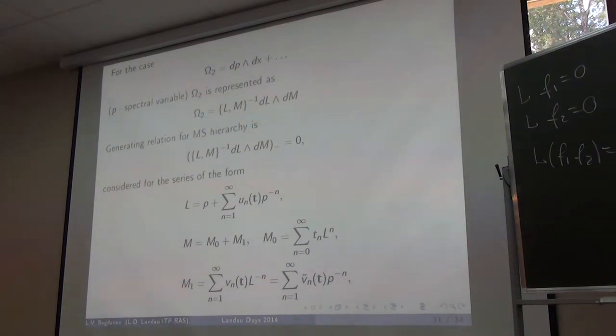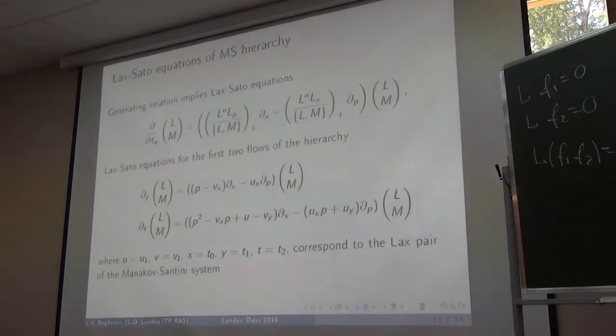In the DKP case, you don't have M1. No, M1 is just, so to say, a singular term. No, you have it. You have something here. I mean, it's positive powers, it's negative powers. It's just a series written in two parts. It's exactly the same. So you put one here, and you get DKP. And this is Manakov-Santini.